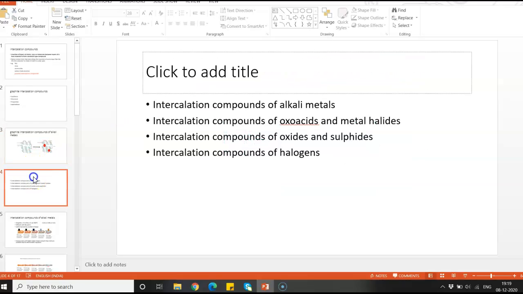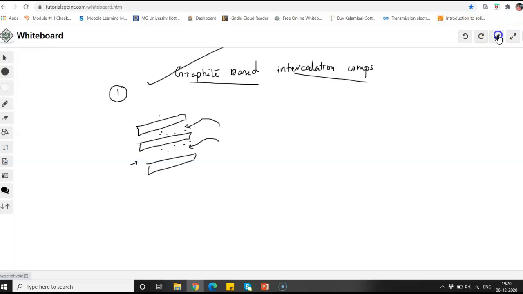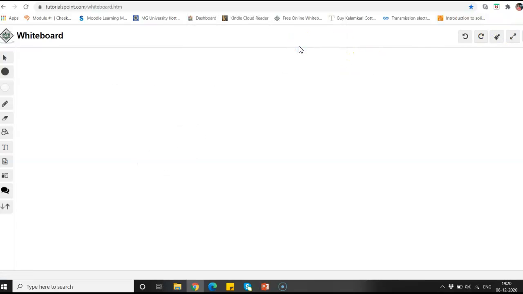Mainly, there are four different classes of intercalation compounds of graphite. First is intercalation compounds of graphite with alkali metals. Second, intercalation compounds of oxo acids and metal halides. Third, intercalation compounds of graphite with oxides and sulfides. And fourth, intercalation compounds of graphite with halogens. These are four important classes of graphite intercalation compounds. Now moving further to alkali metal intercalation compounds of graphite.